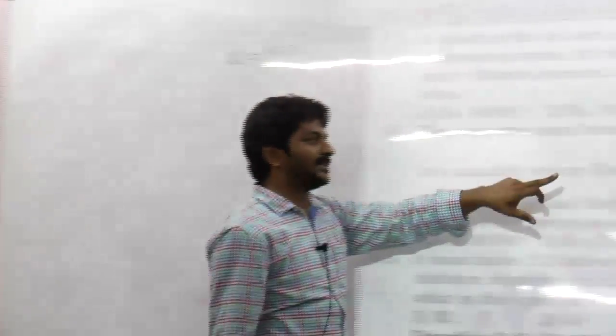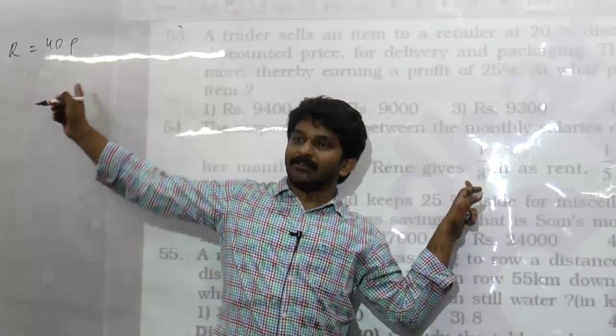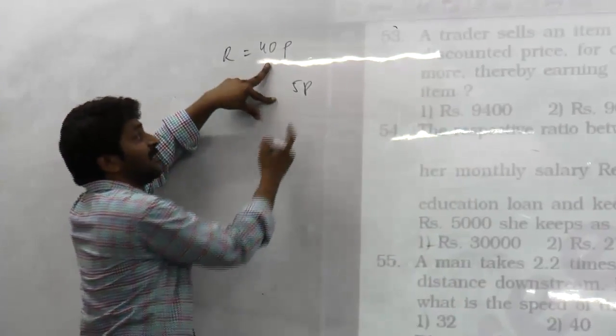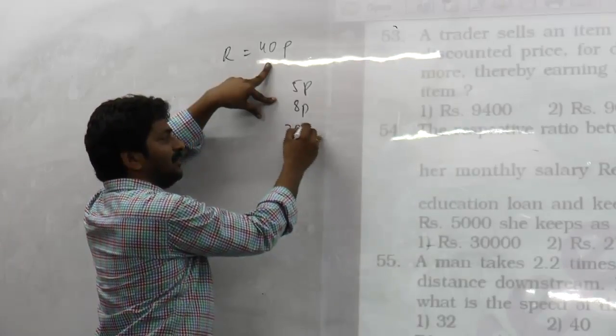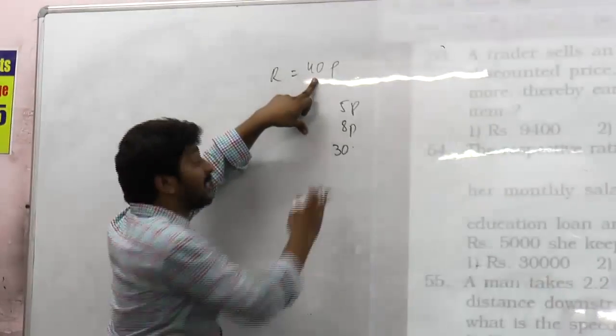Out of 40 parts, 1/8 is over. 1/8 of that number, 5 parts over. And next 1/5 to her mother. 1/5 of this number, 8 parts is over. 30% is also over. 30% of 40 is 12 parts.